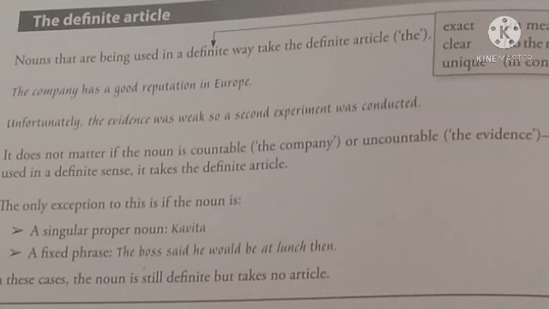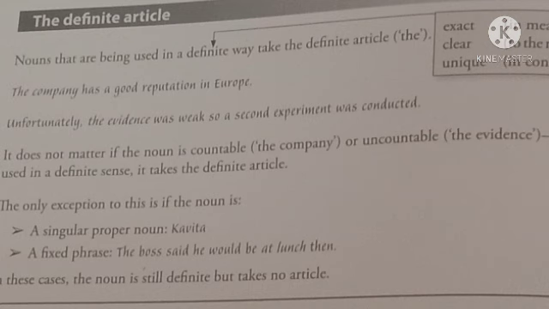Unfortunately, the evidence was weak, so a second experiment was conducted. So we find that here again a specific reference is made, the evidence. It does not matter if the noun is countable, the company, or uncountable, the evidence, if it is used in the definite sense. So you can use definite article before countable nouns and also before uncountable nouns. Countable means something that you count. Here, for example, company. Whereas the evidence is an uncountable noun.